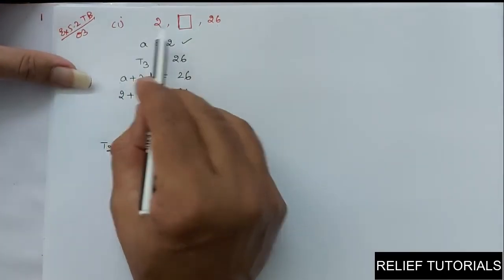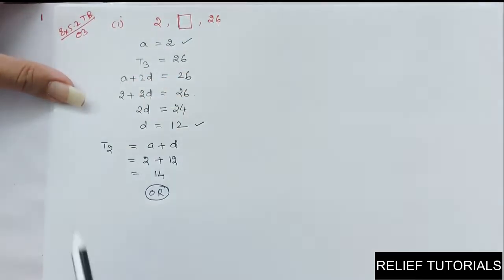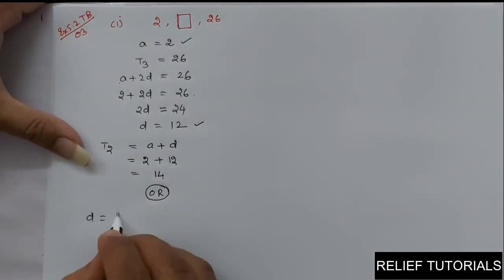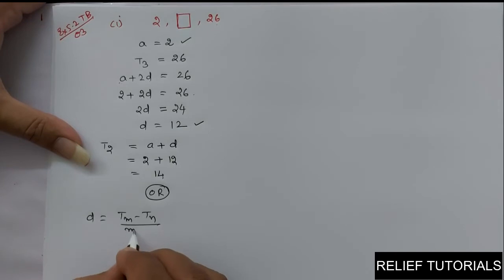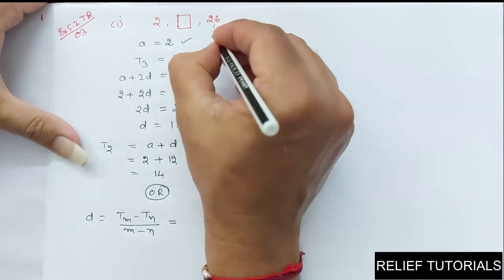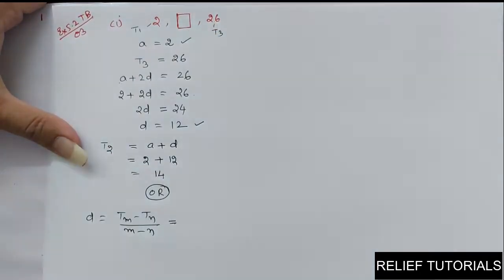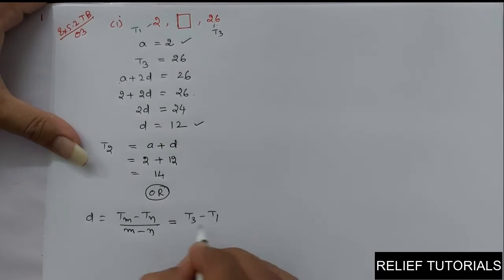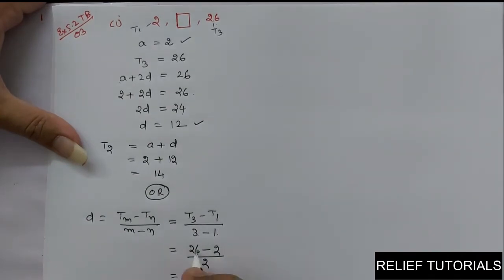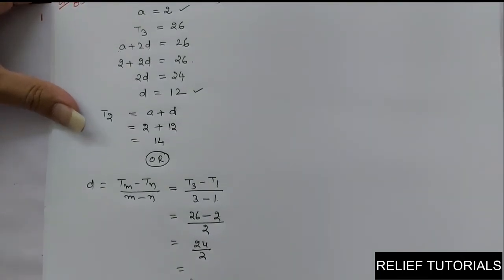Here you have T1 and here you have T3, so you can find the difference. How? D is equal to Tm minus Tn upon m minus n. Here this is T3 and this is T1, term 1. So T3 minus T1 upon 3 minus 1. T3 is 26, minus T1, which is 2, upon 3 minus 1, 2. So 26 minus 2, 24 upon 2, that is equal to 12. So the difference D is equal to 12.